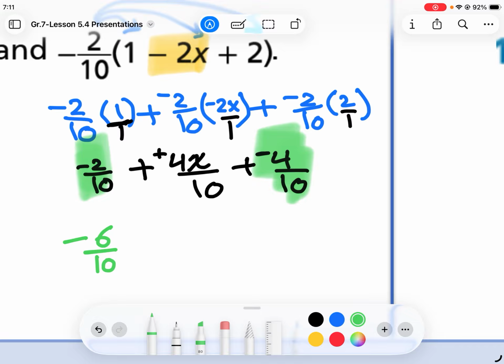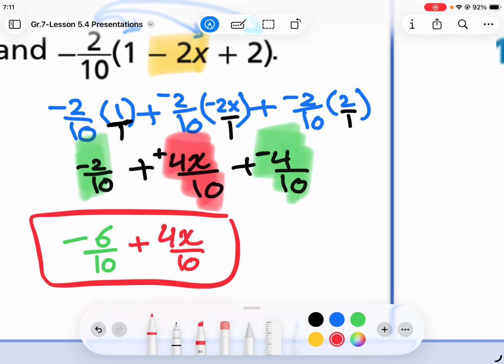Next, this one, as you can see, doesn't have any other like term, so we're just going to copy it. Plus 4x divided by 10. Okay, and you can simplify more, but that's okay if you leave it like that.